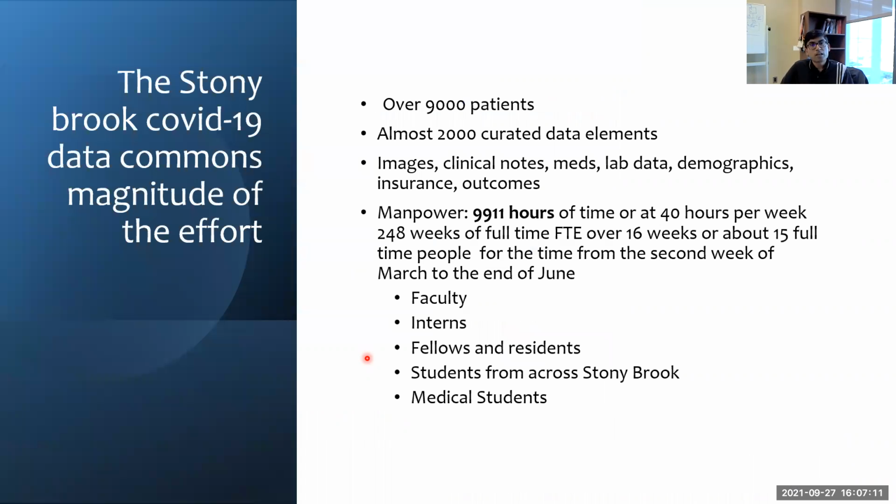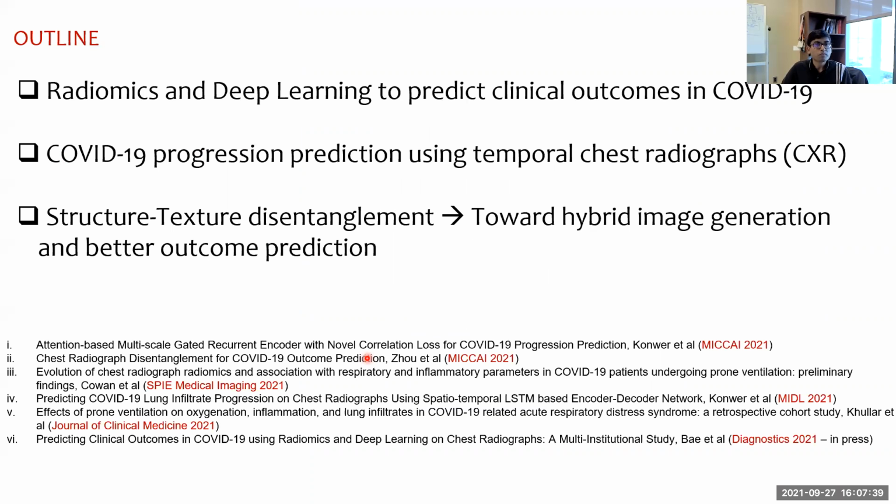Like I said, currently this database houses data of more than 9,000 patients with different data elements, including images, clinical notes, lab data, outcomes, and so on and so forth. This was a collaborative effort by multiple people from different branches. We have faculty, interns, fellows and residents, and also medical students across Stony Brook who worked on this effort.